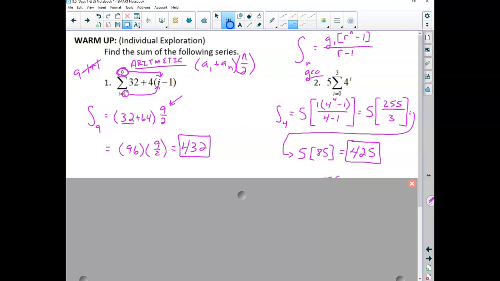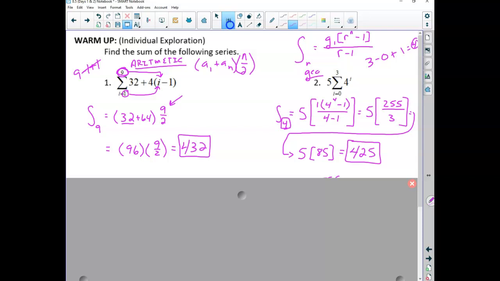Number 2 is geometric. And because it's 5, I actually want 5 of those sums. Now notice it's the sum of 4 terms because I'm starting at 3, going to 0, adding my initial term. That gives me 4 terms I'm summing. So that's another time where you can't just assume the top of your summation is n, the number of terms being summed, because it's not.